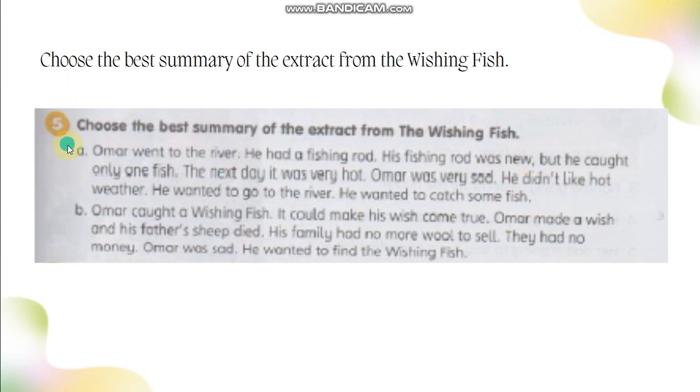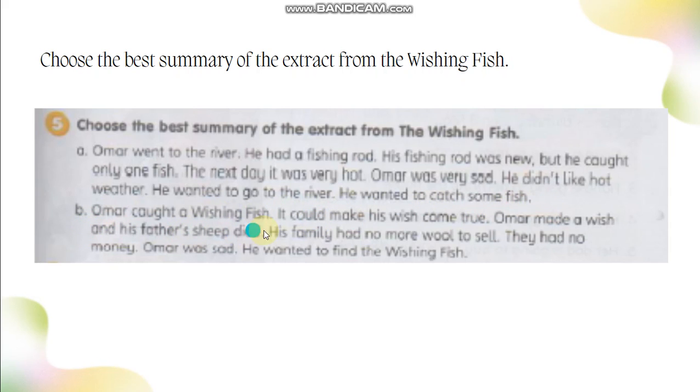Okay, let's continue. Next, activity 5, choose the best summary of the extract from The Wishing Fish. Let's look at A. Omar went to the river, correct. He had a fishing rod, yes. His fishing rod was new, but he caught only one fish, okay. The next day it was very hot, yes. Omar was very sad, correct. He didn't like hot weather, he wanted to go to the river, he wanted to catch some fish. Something is not right.